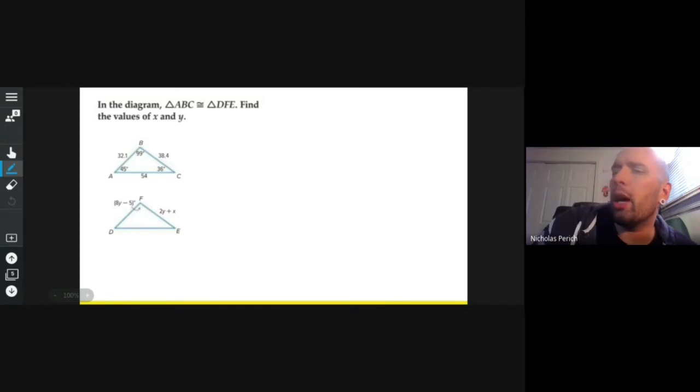Set a timer for 90 seconds. Okay, your timer is set for 1 minute and 30 seconds. I want you guys to do y first on your own. Since these two triangles are congruent, then these two guys are equal. Go.